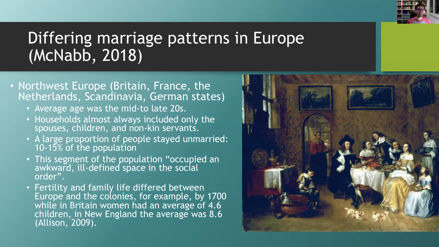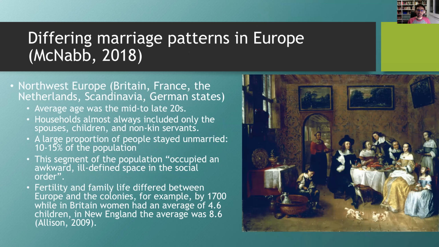Now, I've been talking about these 2 different patterns of marriage in Europe. Let's talk about the Northwest model, the so-called Northwest model first. So this is the model that we have in Britain, France, the Netherlands, Scandinavia, and the German states. So sometimes related to Protestantism, although not exclusively.